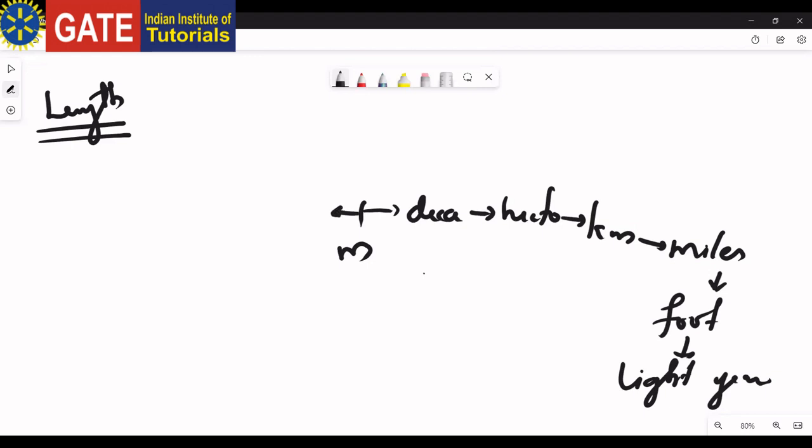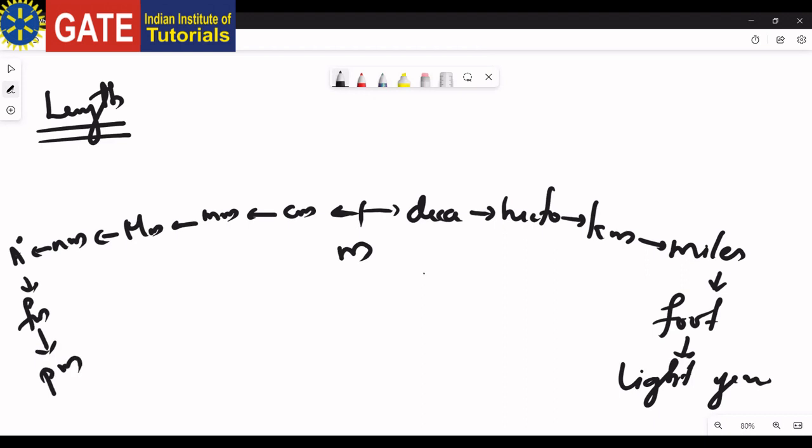Now coming to the smaller units, we will have centimeter, millimeter, micrometer, nanometer, Angstrom, femtometer, picometer. It will be going like this. Okay, small units will be there. So all these units will be there.